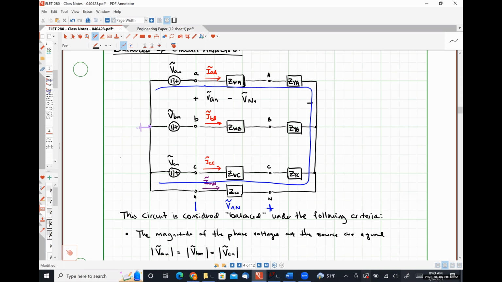I'm using capital letters for all of those things just because I use capital letters here, but it really doesn't matter as long as you understand that it's just those two impedances in series. That's all it is. We're just trying to find what those currents are through those impedances so that we can add them together and set them equal to 0.